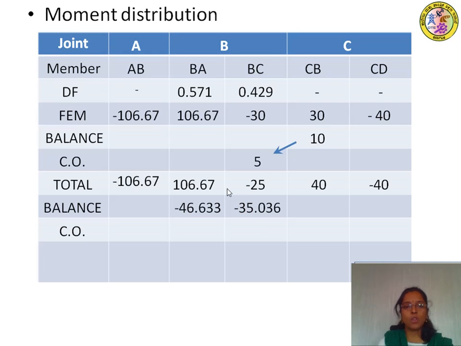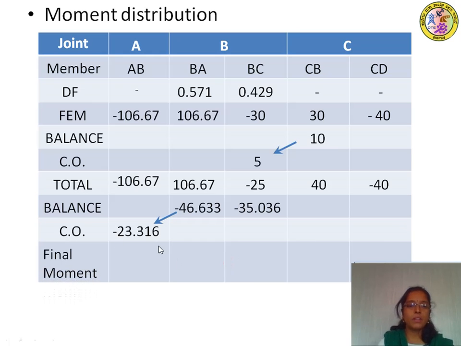As soon as you balance joint B by applying minus 81.67, some portion of the moment at BA will be carried over to the far end AB. So half of minus 46.633 will be carried over to AB, that is minus 23.316. Further, we don't have any joints to balance. We have already balanced joint C and now joint B, and joint B is not unbalanced by any other carryover moments. Therefore we can stop at this stage and get the final moments.